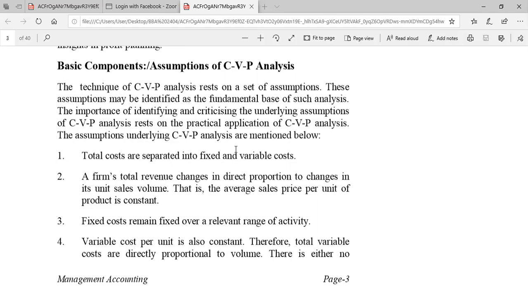Number one, total costs are separated into fixed and variable costs. Number two, a firm's total revenue changes in direct proportion to change in its unit sales volume, that is, the average sales price per unit of production is constant. Number three, fixed costs remain fixed over the relevant range of activity. Number four, variable cost per unit is also constant, therefore the total variable costs are directly proportional to the volume.